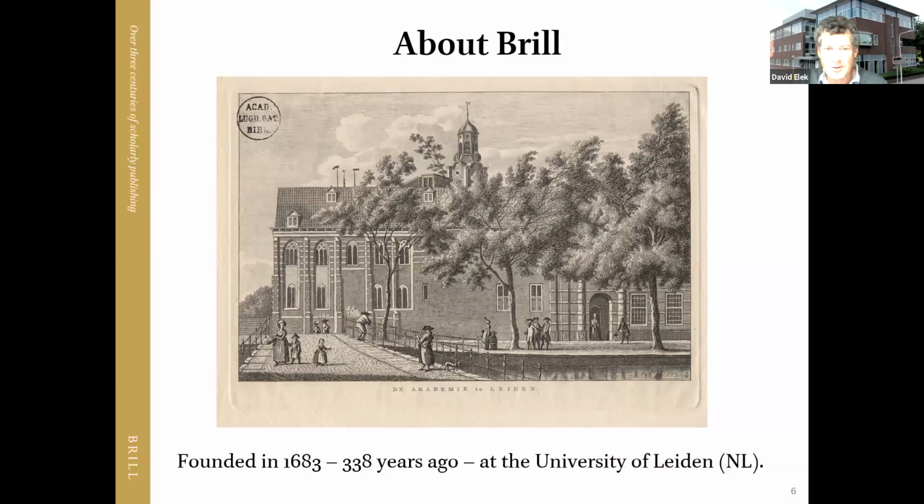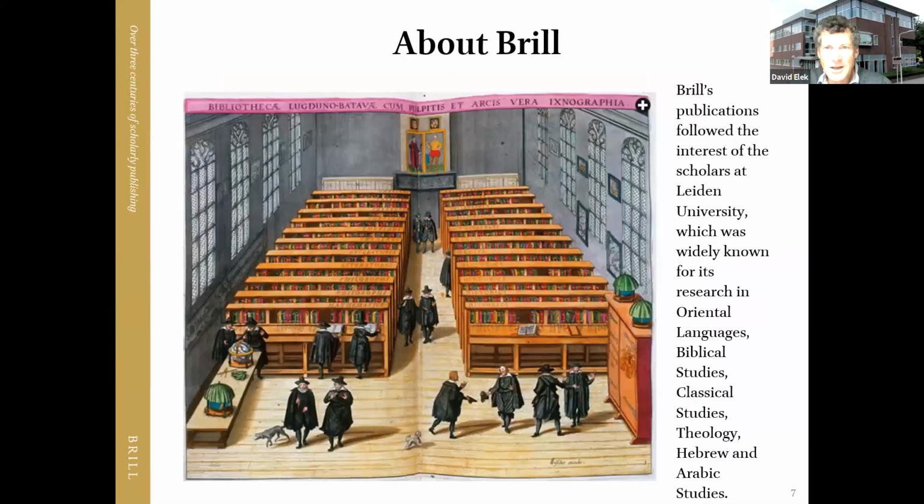So a little bit about Brill, just to give you some historical perspective. Brill was founded in 1683, which is now 338 years ago, at the University of Leiden in the Netherlands. And Leiden is like the Oxford or the Cambridge of the Netherlands. Brill's original publications followed the interests of the scholars, which was very much in the humanities, Oriental languages, biblical studies, classical studies, theology, Hebrew, and Arabic studies.